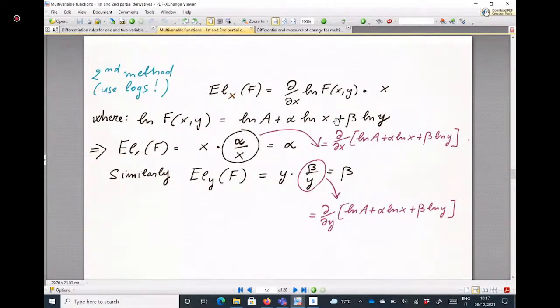Okay, so is everything clear about measures of change for two variable functions, partial derivatives, log derivatives, partial log derivatives, partial elasticities? Okay.